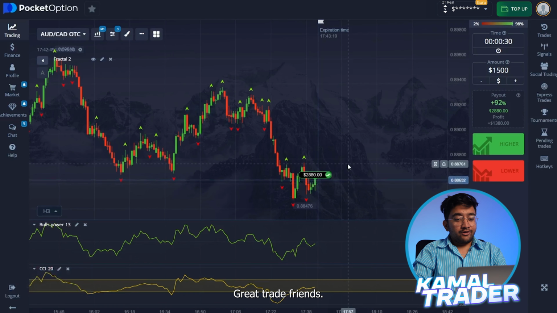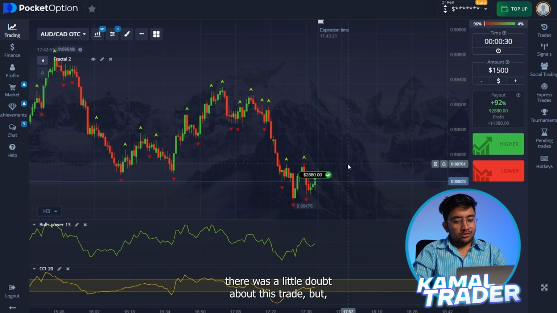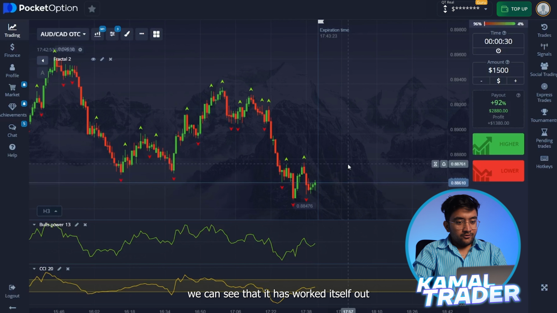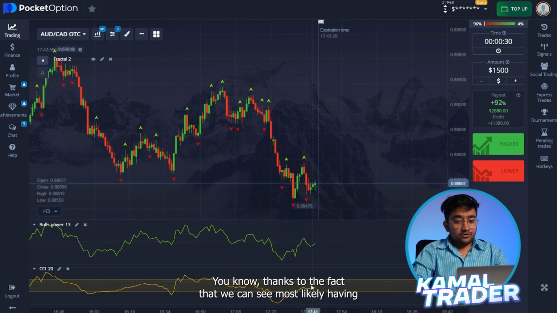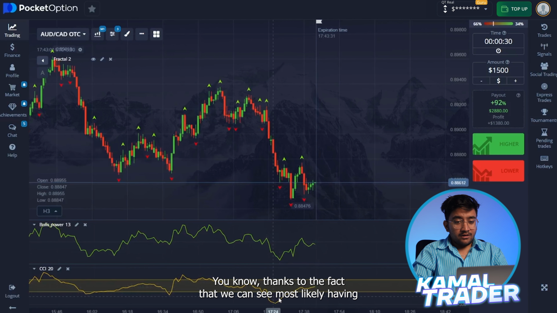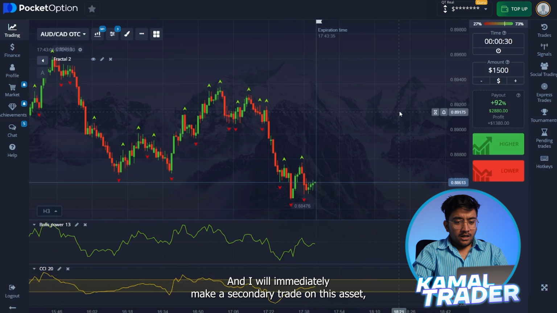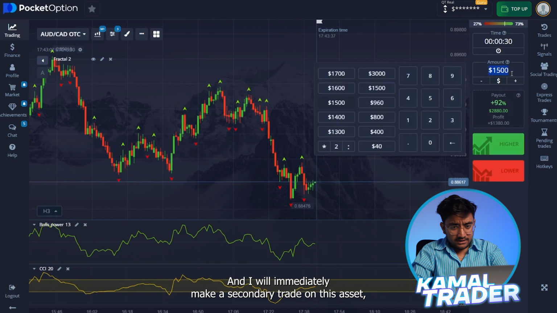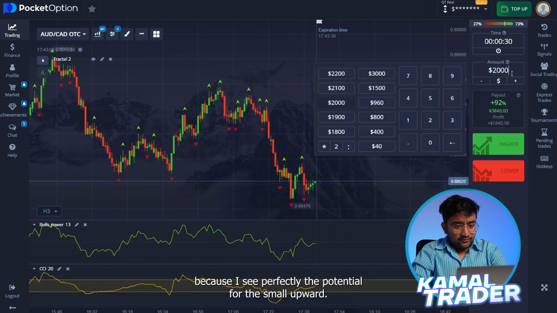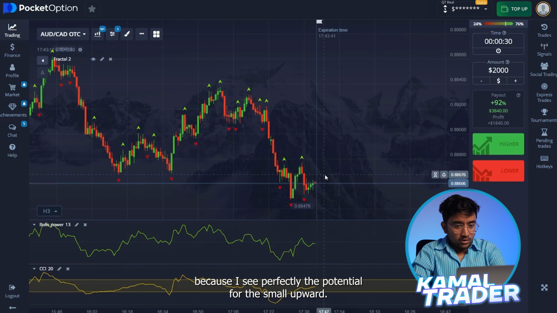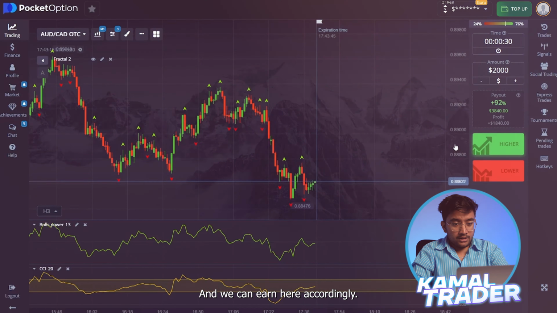Great trade. Friends, there was a little doubt about this trade, but we can see that it has worked itself out perfectly. Thanks to the fact that we can see most likely a lower test of resistance, we want to test the upper boundary, and I will immediately make a secondary trade on this asset because I see perfectly the potential for a small upward move, and we can earn here accordingly.